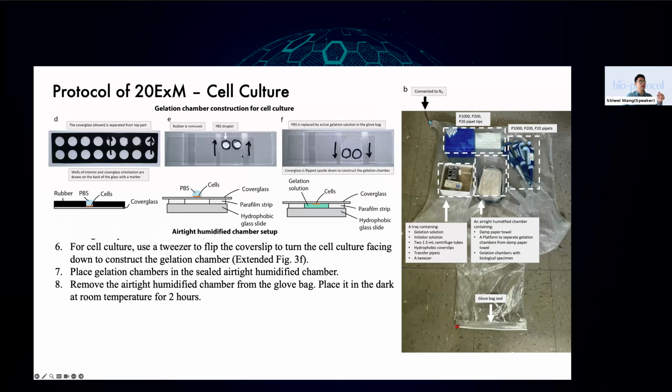Basically, you replace the PBS with generation solution, and you flip it upside down. And now the cells are facing down in the generation solution. Now you just put this inside the airtight humidified chamber, cap the chamber, and then you can take it out of the glove bag. You want to keep it in the dark at room temperature for 2 hours for the gel to form.